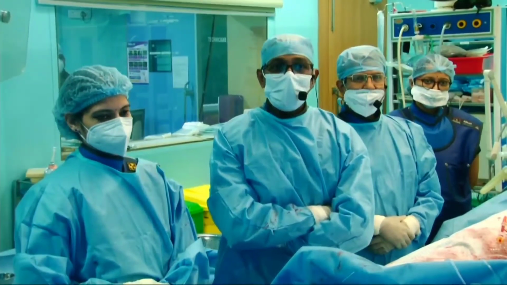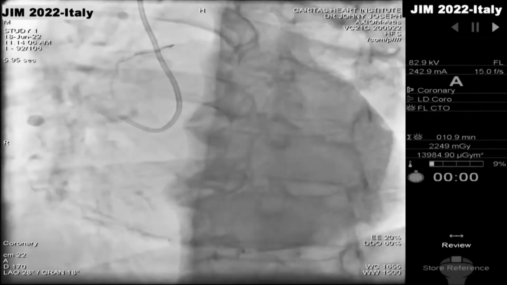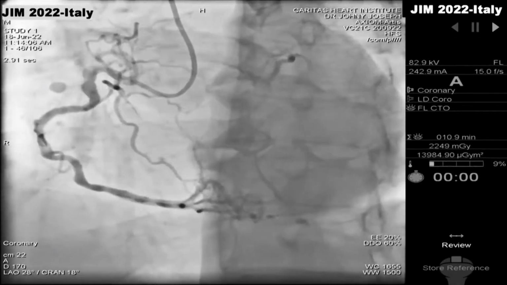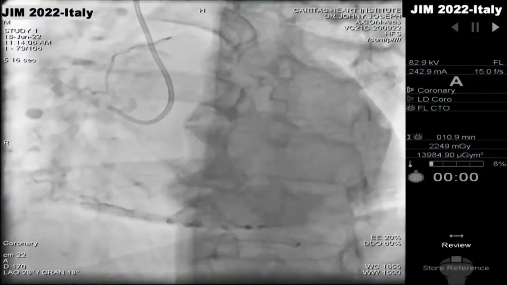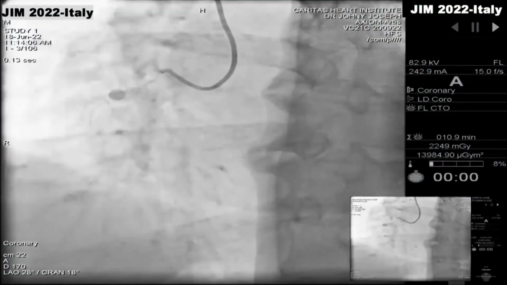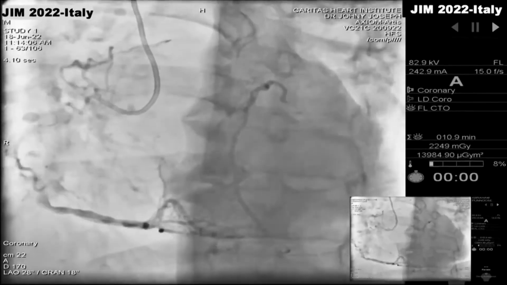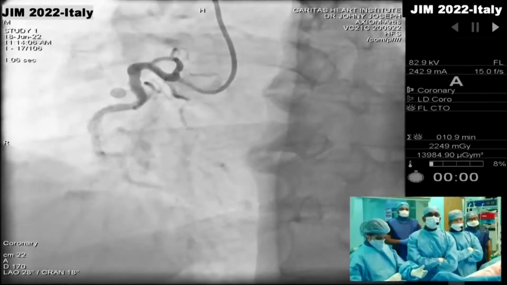Can you enlarge the fluoro monitor? This is an elderly gentleman. Almost 10 years ago, he had undergone an angioplasty to the right coronary artery. The mid-right coronary artery has a long expedition stent, which was implanted around 10 years ago. He also had a mild disease in the left anterior descending artery, which was kept for medical management.